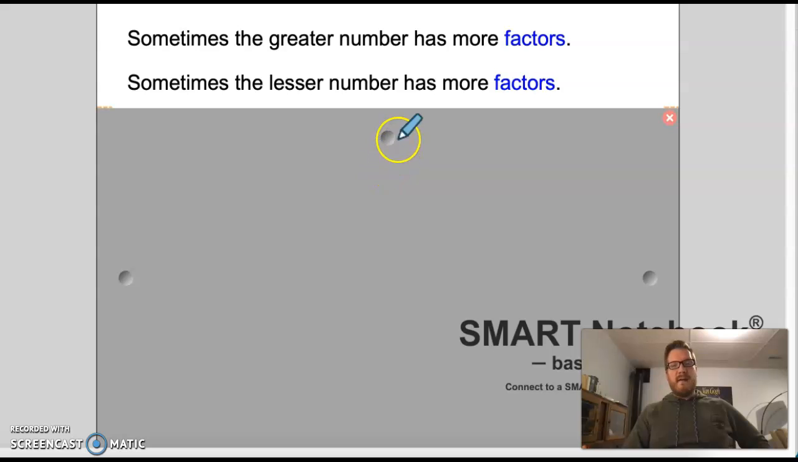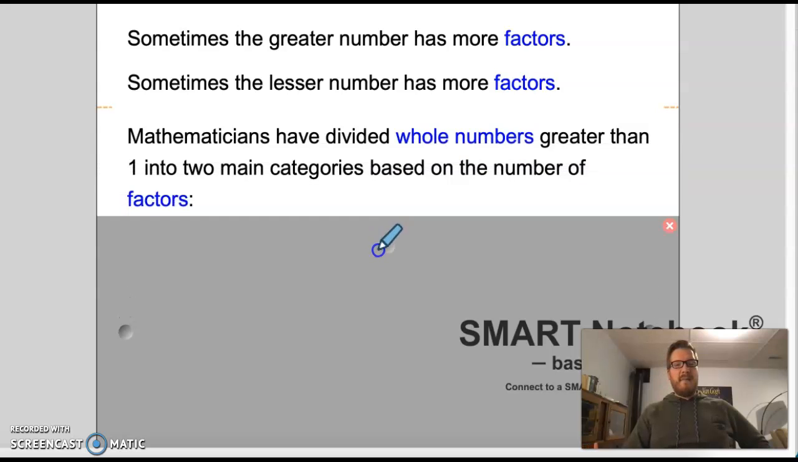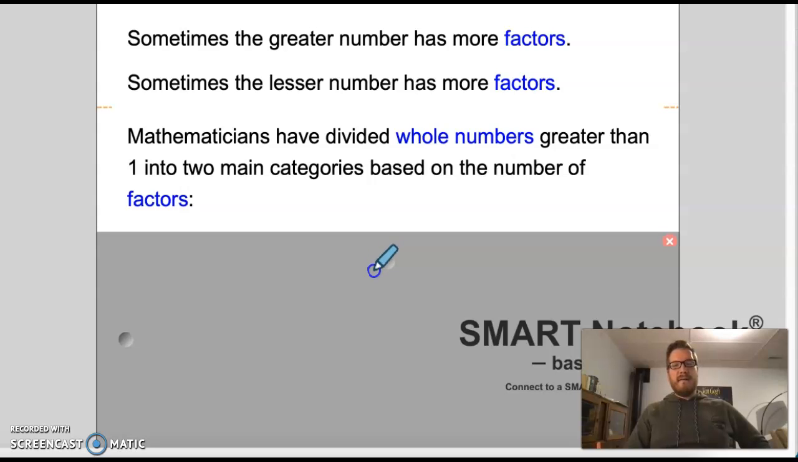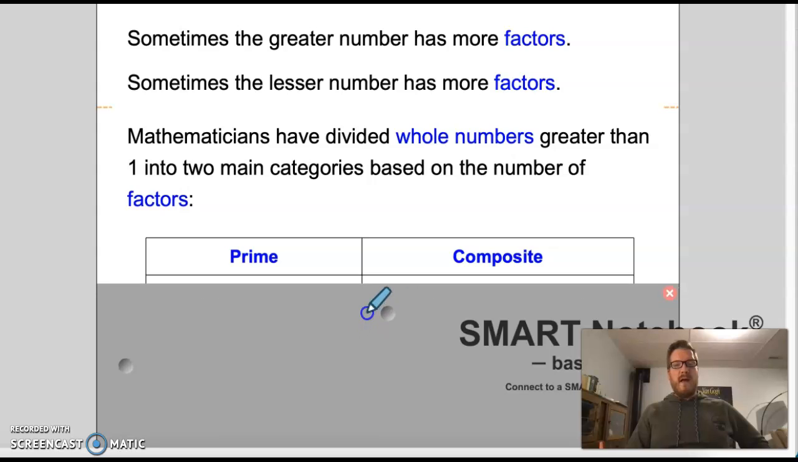Okay, so sometimes the greater number has more factors. Sometimes the lesser number has more factors. Now, mathematicians have divided whole numbers greater than 1 into two main categories, right? One of them is called prime numbers, and the other one is called composite numbers. And so prime numbers have only two factors. They've only got 1 and the number itself. Composite numbers have more than two factors. So if a number's got 3 factors, that means it's a composite number.